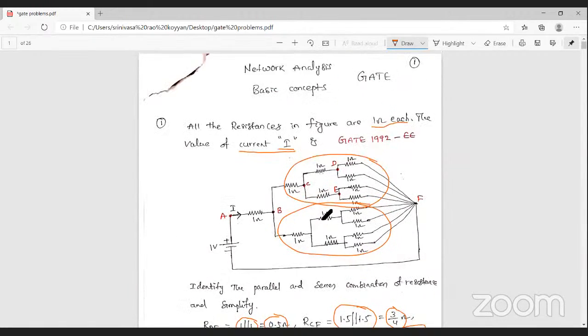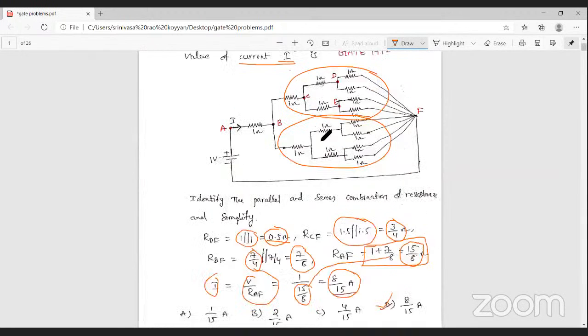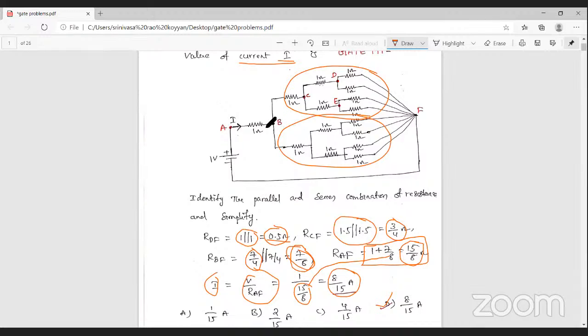Then 7/4 is in parallel with 7/4, and finally you can get 7/8 ohm resistance. And the resultant resistance 7/8 is in series with the 1 ohm resistance. Then finally 15 by 8 ohm resistance. That is the total resistance of the network.